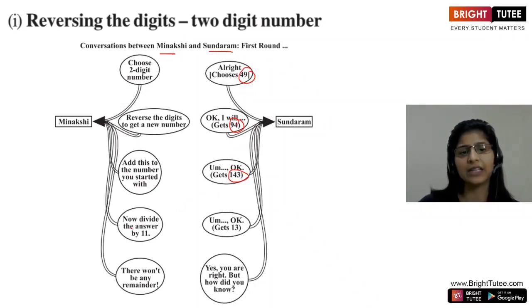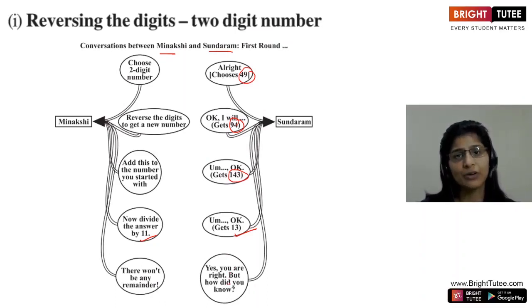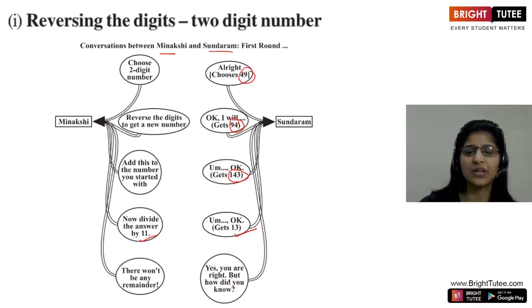Then she said to divide the answer you got after addition by 11. Sundaram did it and says he gets 13 as the answer. Meenakshi had already said there won't be any remainder, that the number would be exactly divisible by 11. He says you are right, but how did she know? How did she claim there won't be any remainder? That is what we are going to understand.